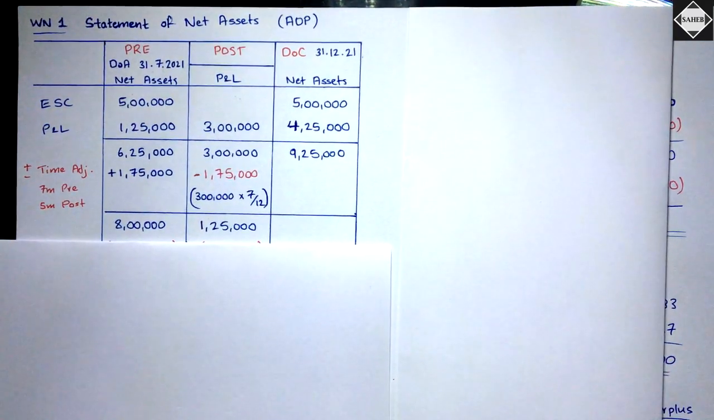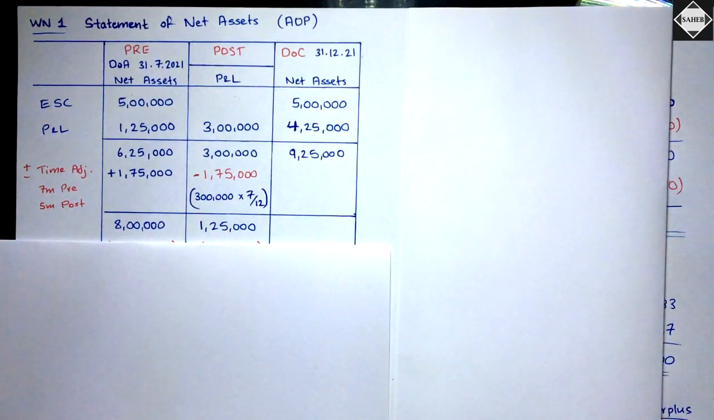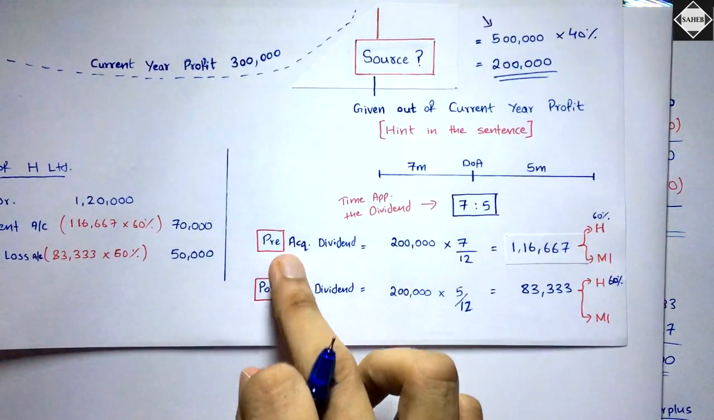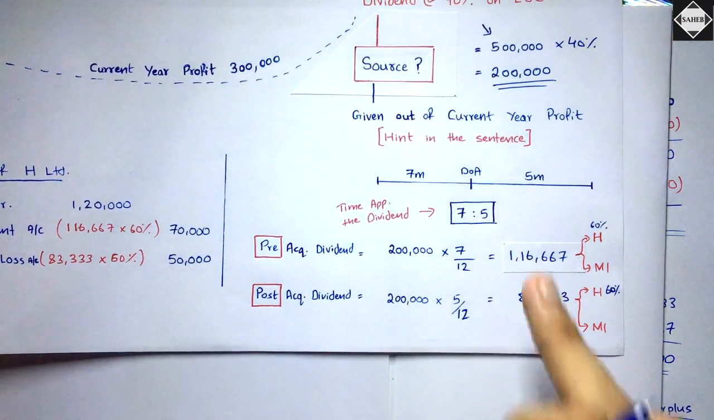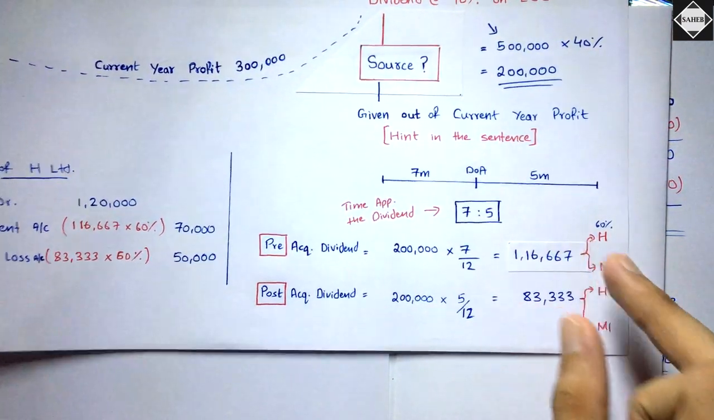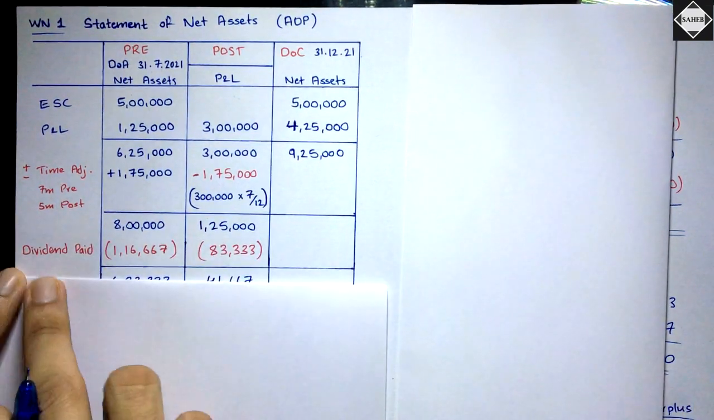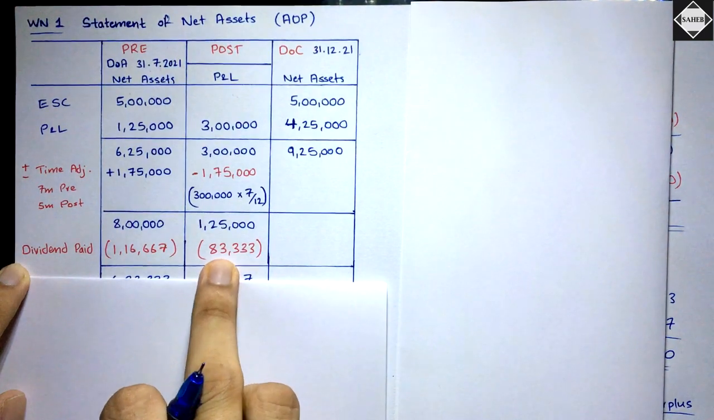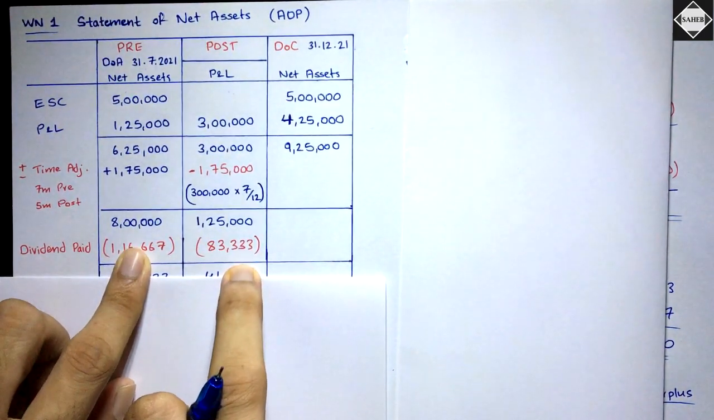Yes. The third step regarding the dividend is what? Deducting the dividend paid based upon its source. Now in the question you found out, and you did a calculation, that pre-acquisition dividend is this much, post-acquisition dividend is this much. This is 100% dividend we are talking about. So that is why you will deduct them from the pre and post column. See here, dividend paid minus 1,16,667, and here minus 83,333. Pre-acquisition dividend, post-acquisition dividend. Is that clear?